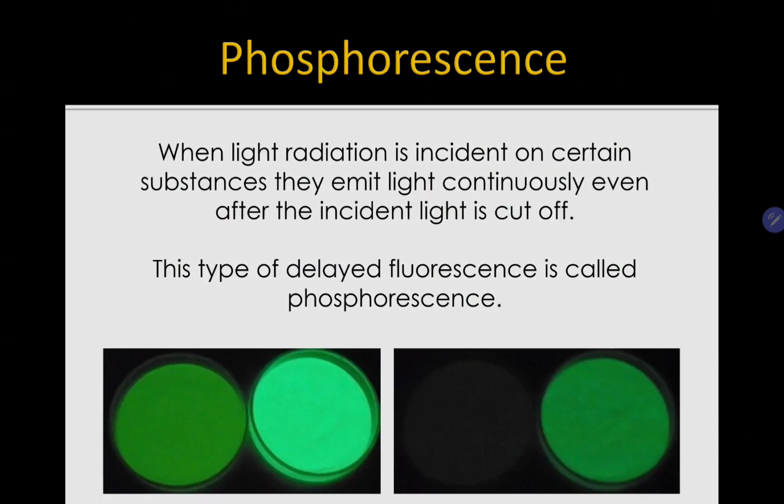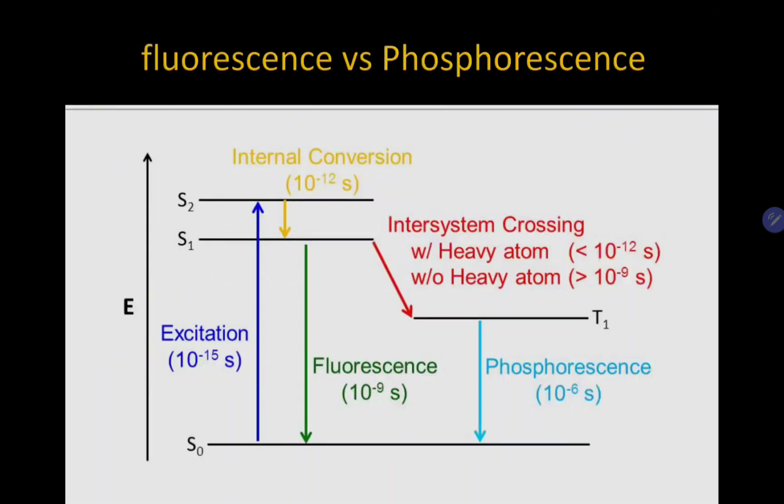For phosphorescence, when light radiation is incident on certain substances, they emit light, same as fluorescence, however even after the incident light is cut off. In phosphorescence, even if the light source has been cut off, it will continue to emit light. This type of delayed fluorescence is called phosphorescence, meaning delayed emission of light. You can observe this principle in glow sticks used at concerts, or even in our watches. Sometimes when they are hit by sunlight and then we go inside, they still glow. That is phosphorescence. To better understand the difference between fluorescence and phosphorescence, you need to take a look at this Jablonski diagram.